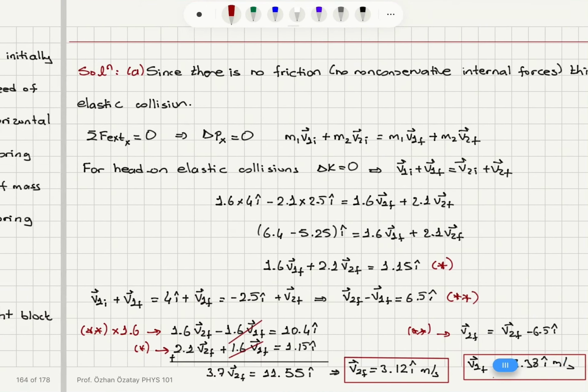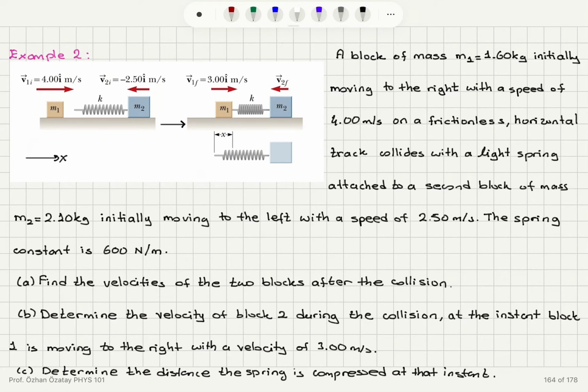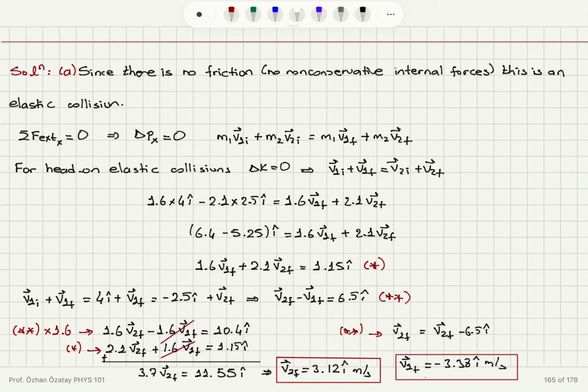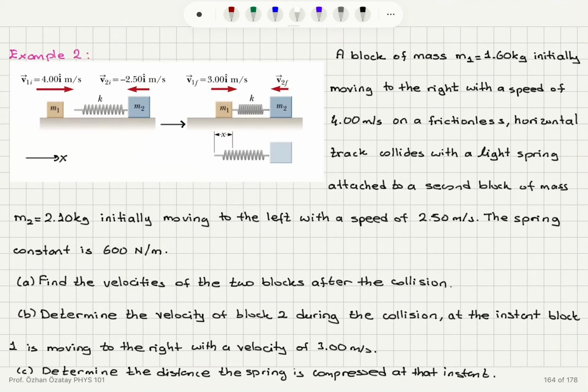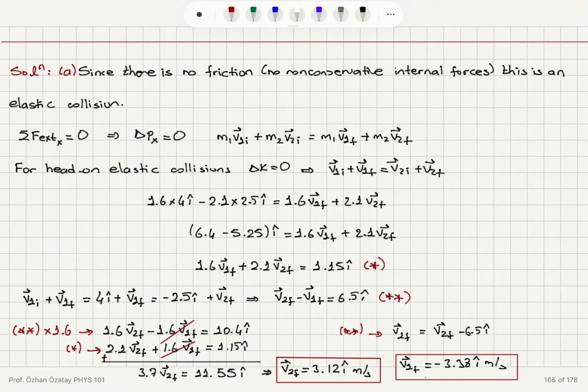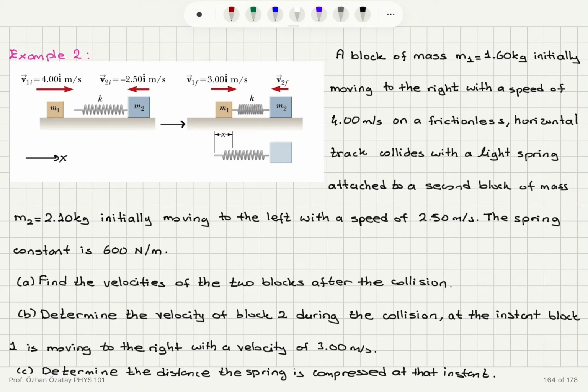Okay, now to summarize, in this problem we have an elastic collision. There is no friction in the system. First, I considered the linear momentum before the collision and linear momentum after the collision. They should be the same because I don't have any external forces acting on the system of spring, M1 and M2. There is no external force. And the spring is a light spring, so I don't consider its mass.